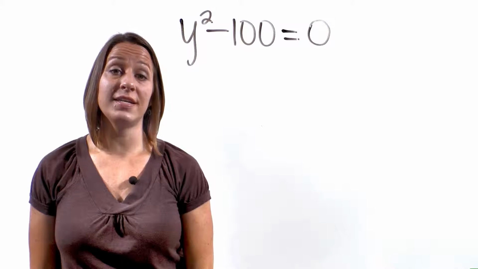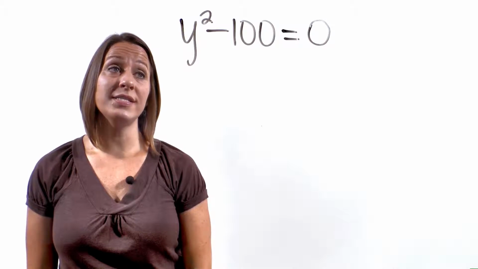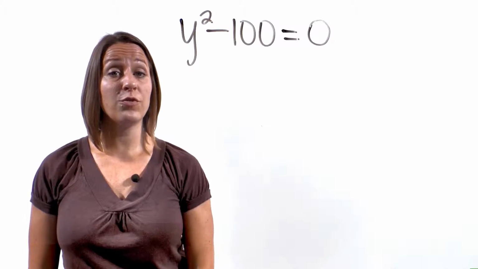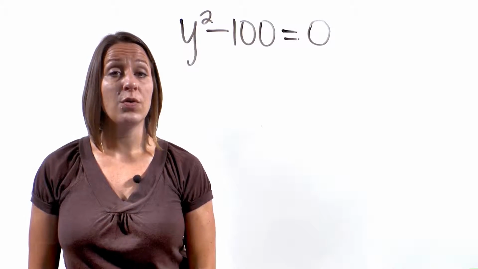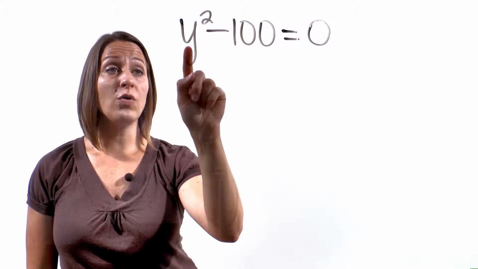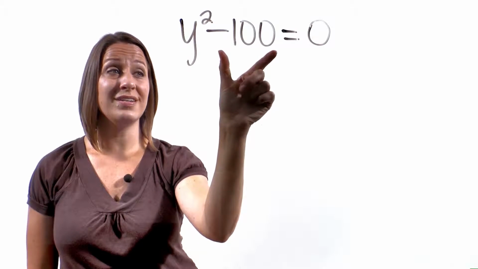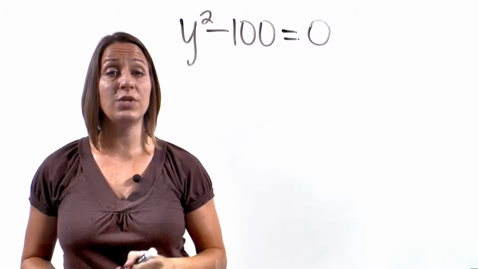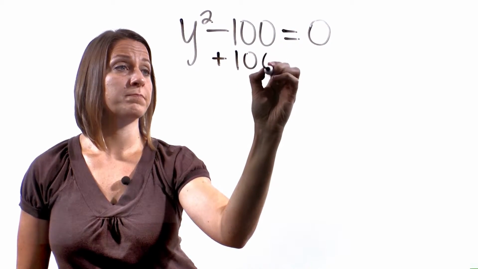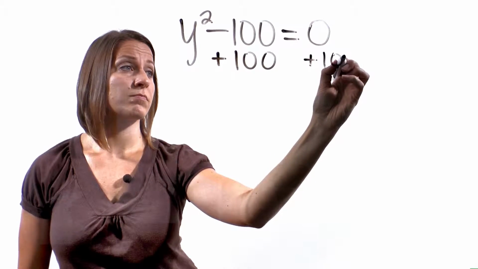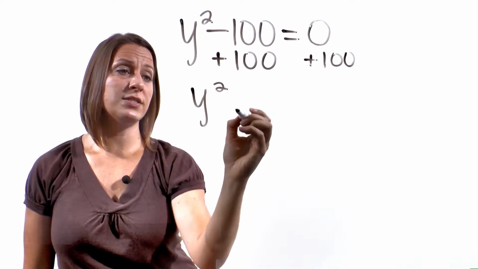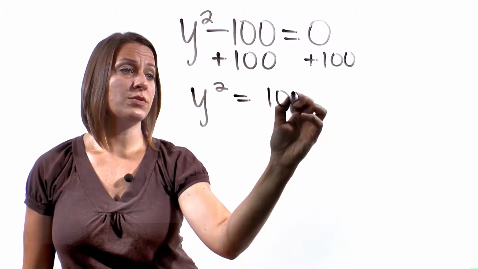Okay, let's try that again. Look at the problem, y squared minus 100 equals 0. Now before we can use the square root property, we have to isolate the term that's being squared. In this problem, only the y is being squared, not the minus 100. So we need to add 100 to both sides. Now we have y squared equals 100.